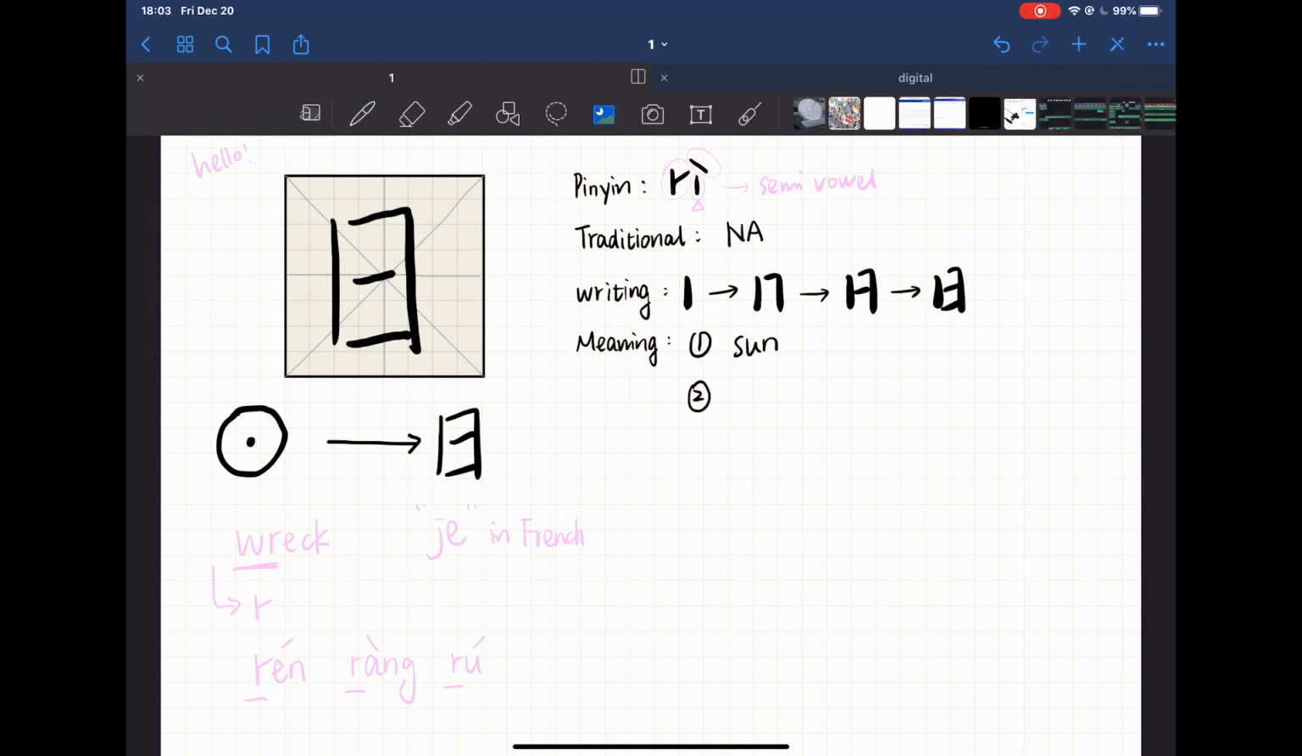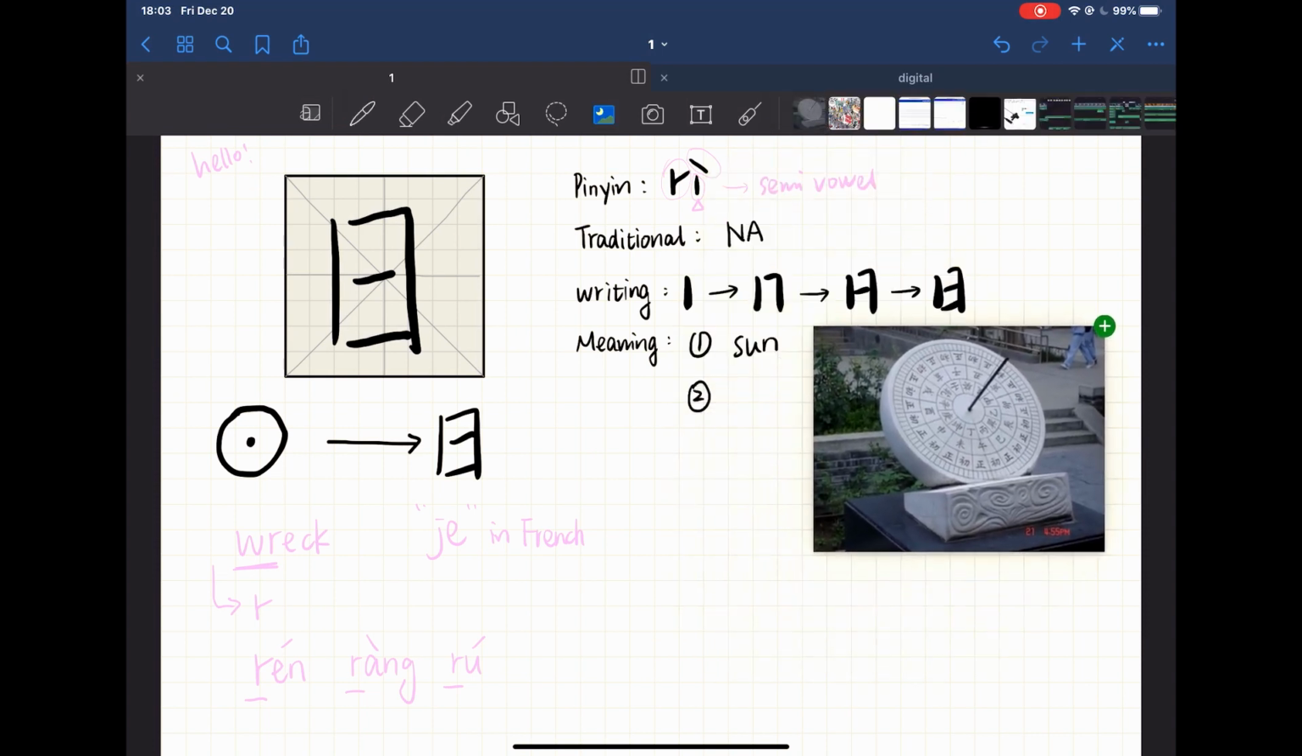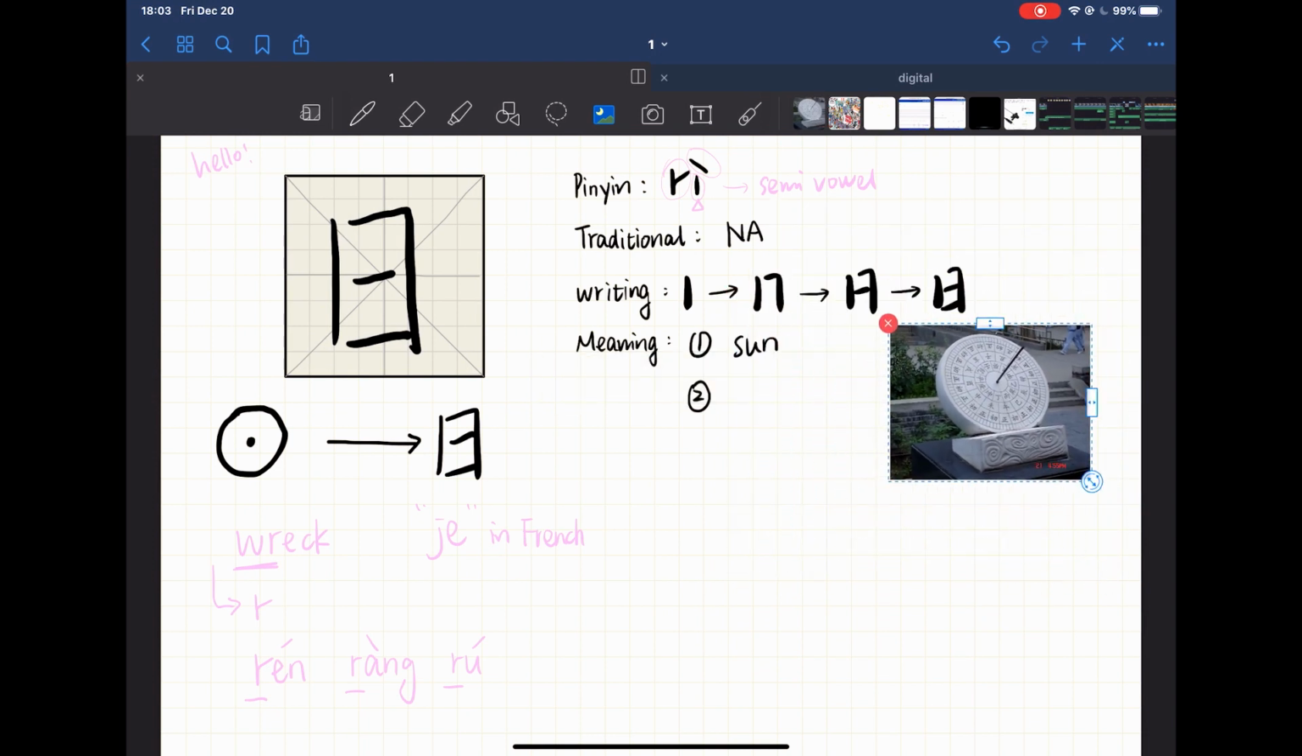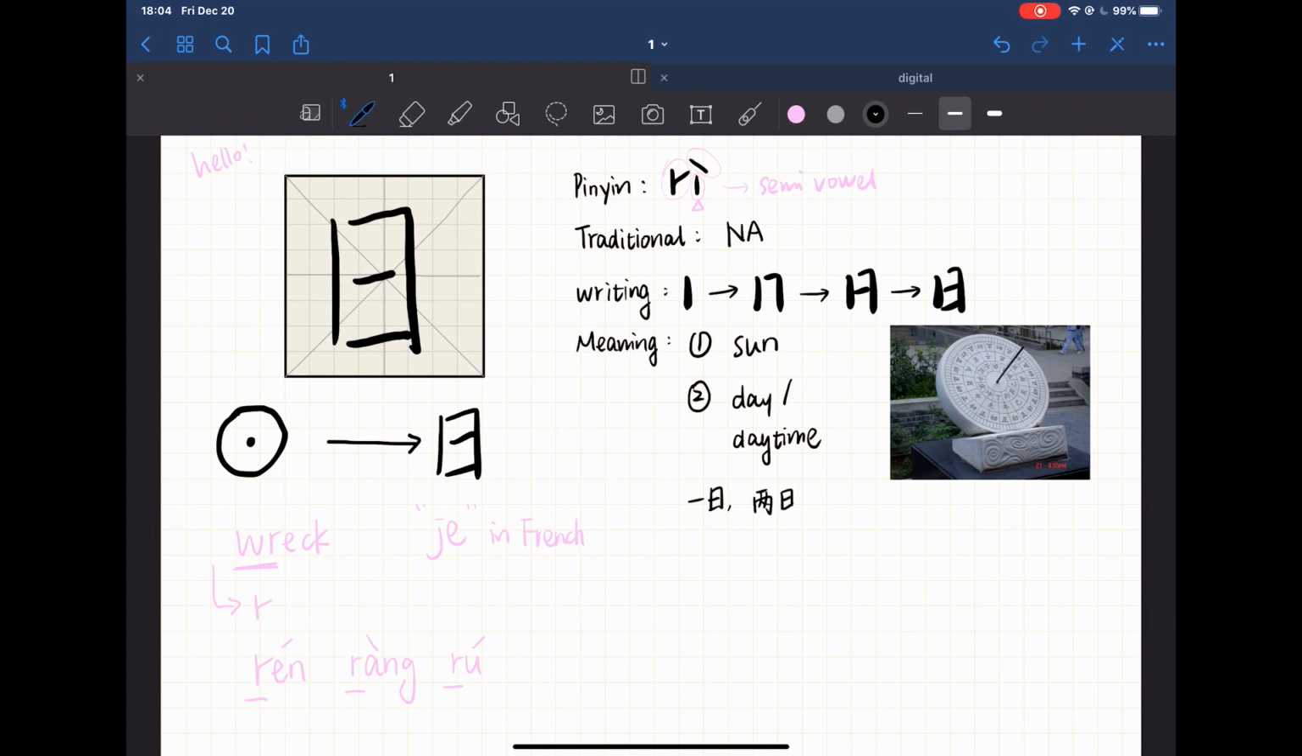For example, in ancient China, people invented the sundial to keep a record of time. So the second meaning here is related to that: day or daytime. Whenever the sun reappears, it means a new day. In Chinese, we say 一日, 两日, 1 day, 2 days, and we use this character here.